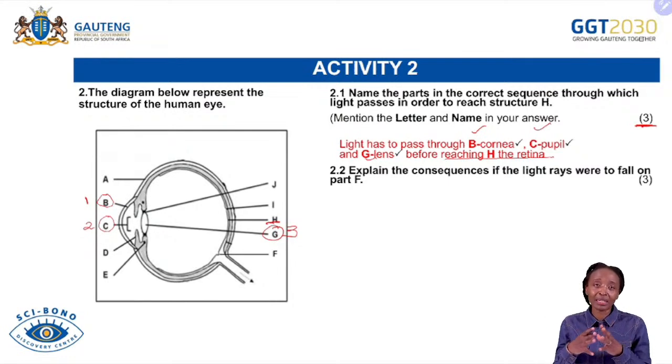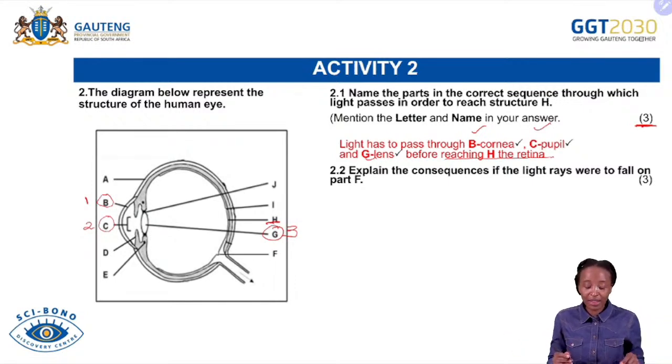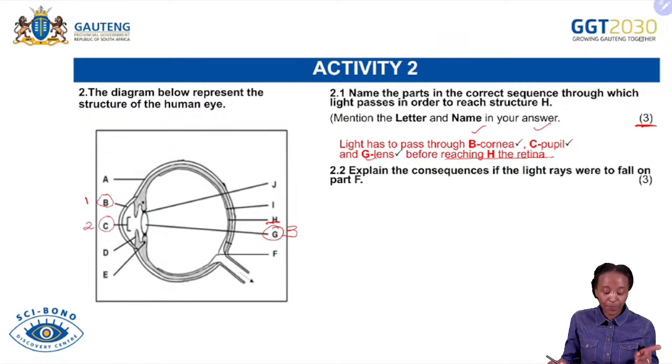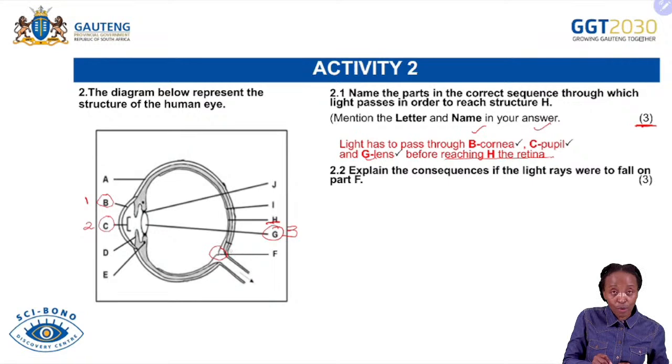And then we said in that part, that is where the clearest vision or the clearest image is formed. Then we said there's another part where there is no image formed at all, because on that part there are no photoreceptors, there are no rods, there are no cones. So the question says, explain the consequences if the light rays were to fall on F. So if you go to our diagram, F is pointing at the blind spot. So if the light rays were to fall on this point exactly, there will be no vision, or there will be no image formed.